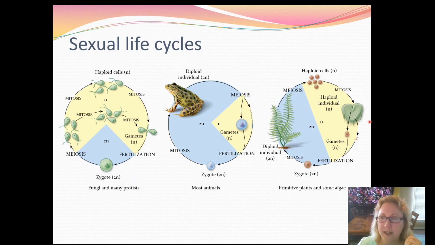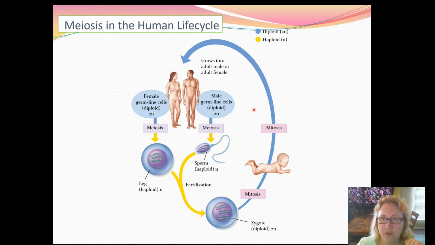generations in these. So although the human one is the one that we're most familiar with, which is like all other animals, and that is that the zygote is diploid, divides by mitosis, and the only haploid cells are the gametes. And the gametes can't do anything except go through fertilization. And if they don't, then they die.